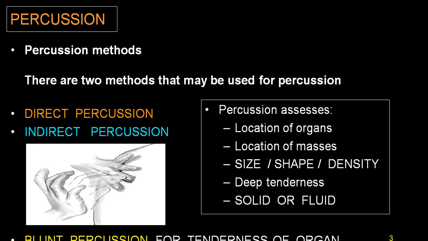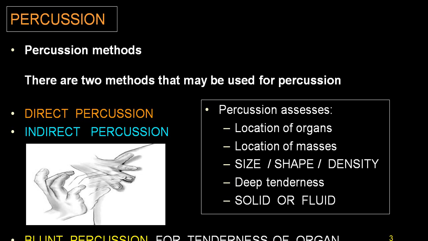So there are two types of percussion. One we call direct percussion, and second we call indirect percussion. Direct percussion means we don't put a finger in between, we don't use a pleximeter finger. We directly percuss on a bony prominence, like percussing on a clavicle, a sternum, or directly on the skull bones, etc. These are called direct percussion.